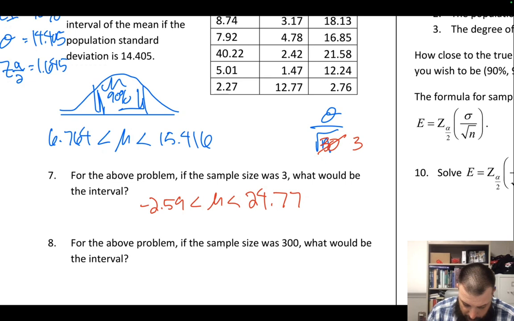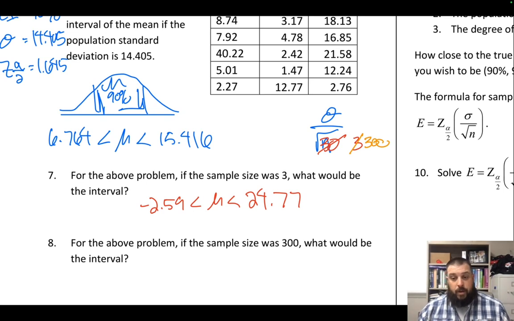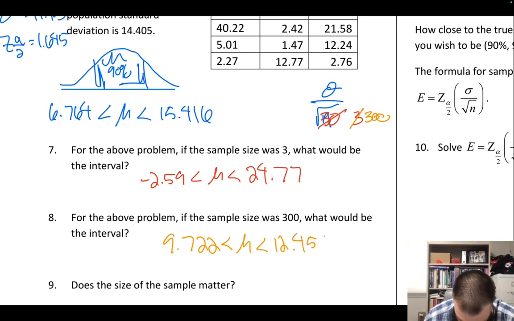And then 8, now we're looking at 300. So if we increase our sample size, what happens to our interval? It's going to decrease because they have more data to work with, so we can be more pinpoint accurate with what that interval is. And we end up with 9.722 to 12.458. Okay, using the same formulas, all we're doing is switching out our n value, but you can see how sample size can affect our data there.